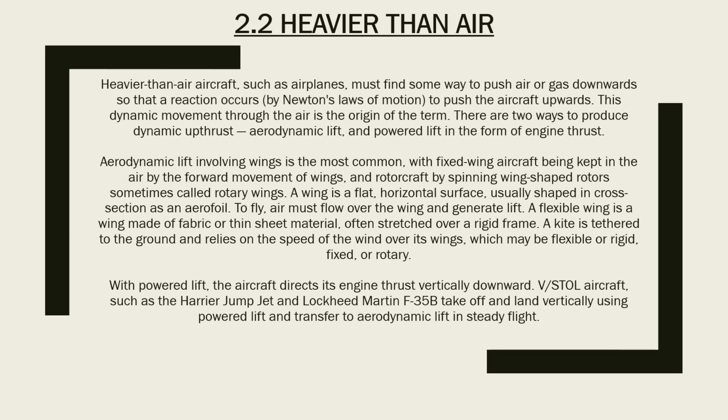A wing is a flat, horizontal surface, usually shaped in cross-section as an aerofoil. To fly, air must flow over the wing and generate lift. A flexible wing is a wing made of fabric or thin sheet material, often stretched over a rigid frame. A kite is tethered to the ground and relies on the speed of the wind over its wings, which may be flexible or rigid, fixed or rotary. The next slide will show you heavier than air aircraft.